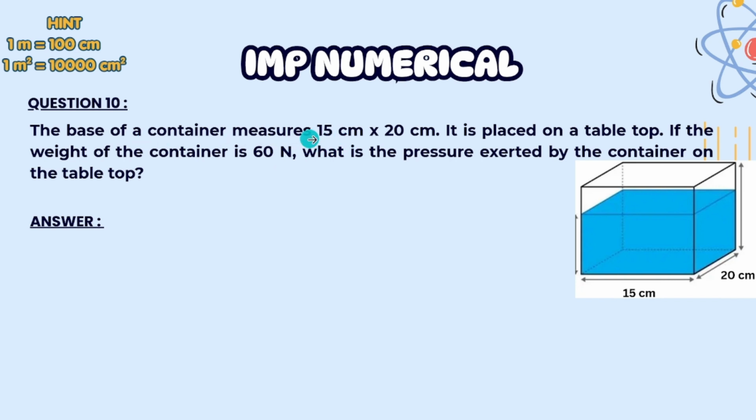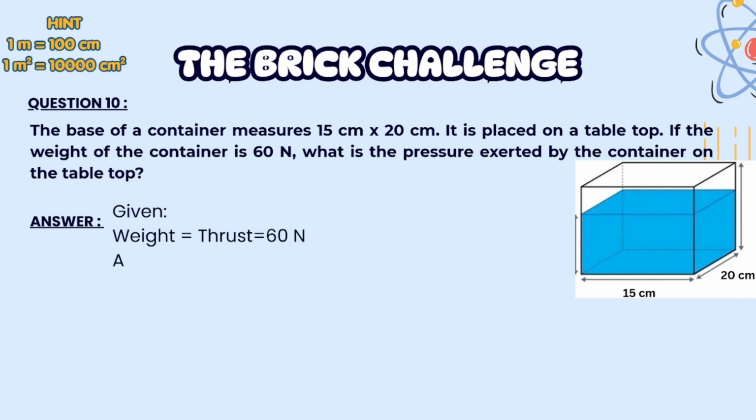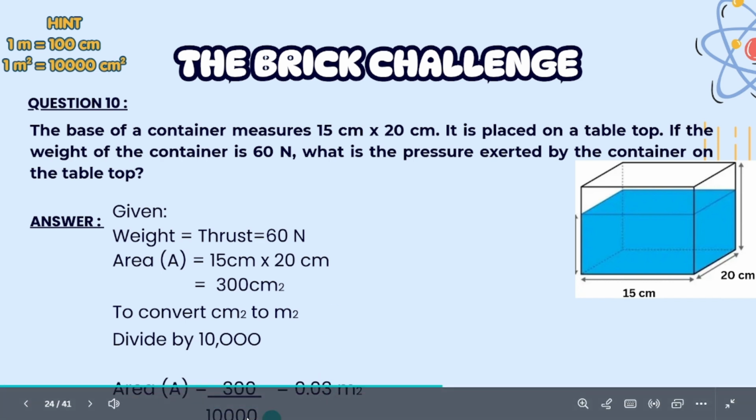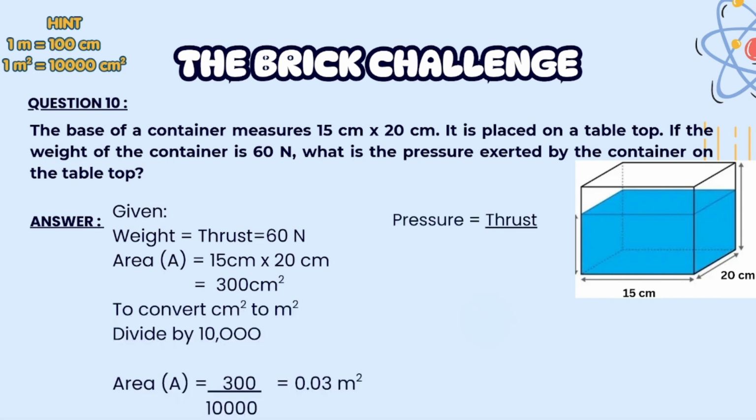To calculate area, just multiply this. Let's see given. Given weight is equal to thrust, nothing but 60 Newton. Area 15 centimeter into 20 centimeter. 15 into 20 is 300 centimeter square. And since it is square centimeter, convert to meter square by just dividing with, yes, 10,000. Divide 300 by 10,000. You will get 0.03 meter square.